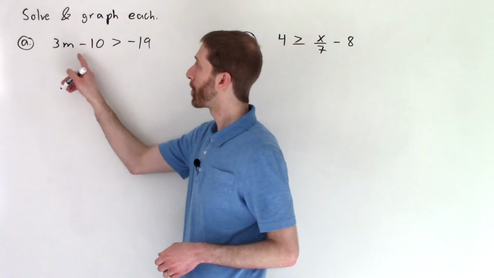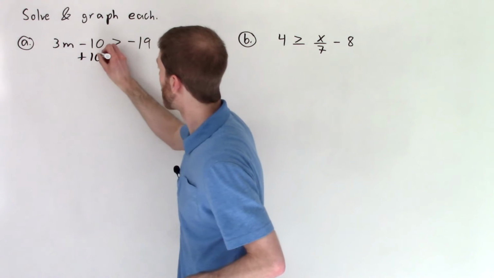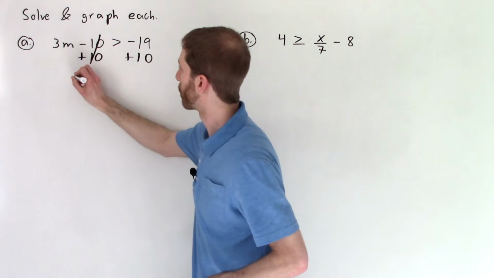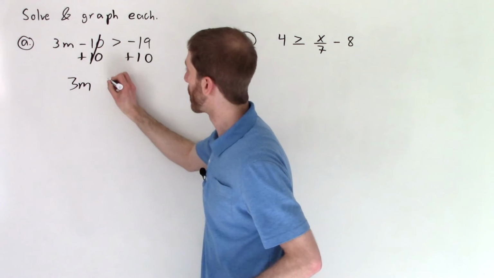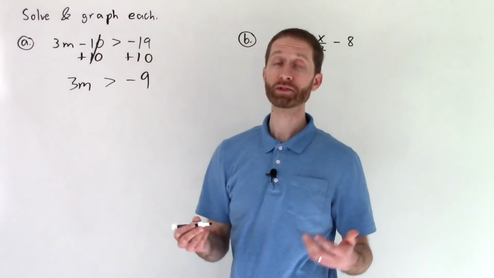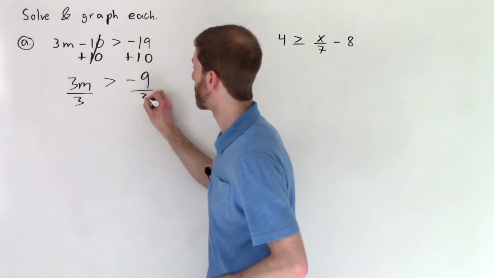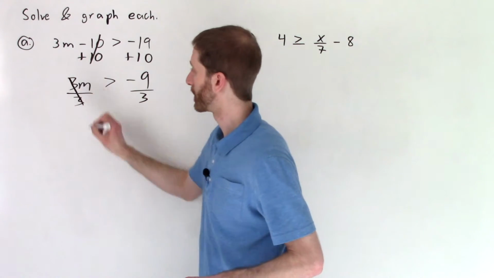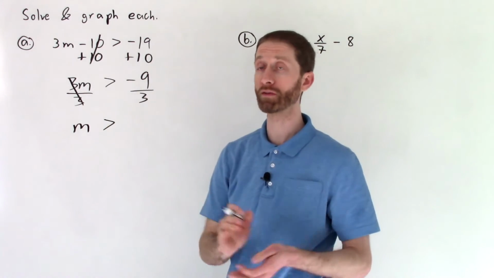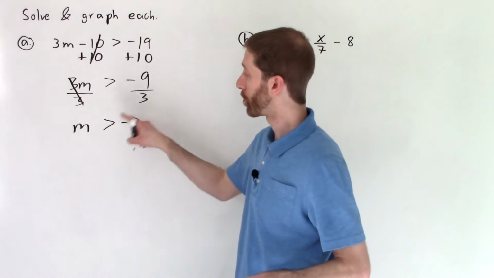So in this one, I'm going to first undo subtraction of 10, so I add 10 to both sides. The minus 10 and plus 10 cancel. We're left with 3m is greater than negative 19 plus 10, which is negative 9. From here, we are going to divide both sides by 3 to isolate m. We're left with the 3's dividing out to give us 1m, or just m, is greater than, and since we divided by a positive number, there's no switching of the sign here. Negative 9 divided by 3 is negative 3. We'll get to graphing this shortly.